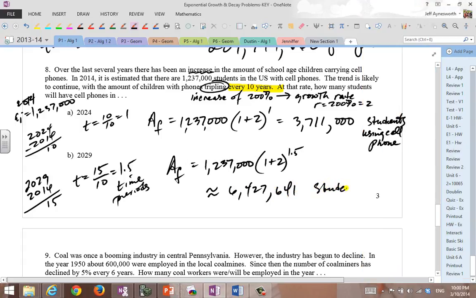All right, students using cell phones. So students using cell phones in school, which is a lot. Okay, good. So we can communicate with you guys, but create some problems. All right, don't need to get into that.